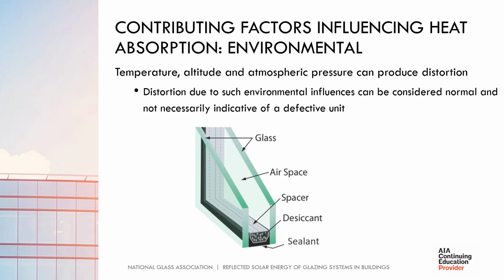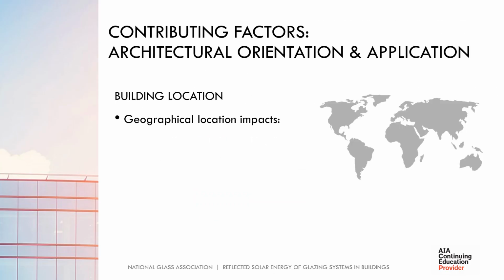As an example, when atmospheric pressure increases relative to the sealed interior pressure, the glass can deflect inwards and become concave. There are 5 main factors to consider in building design: building location, building orientation, material selection, building design, and exterior building features.